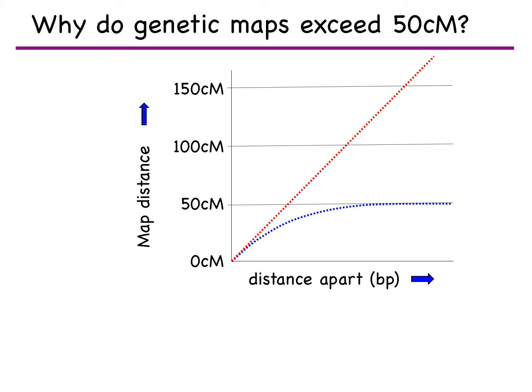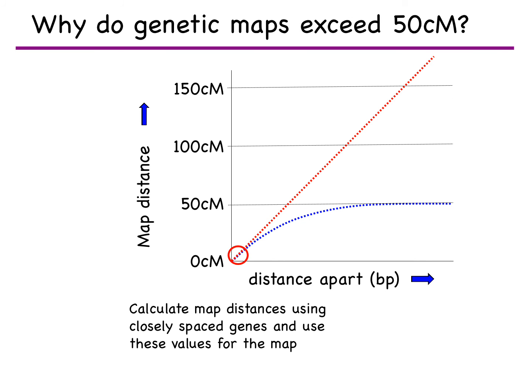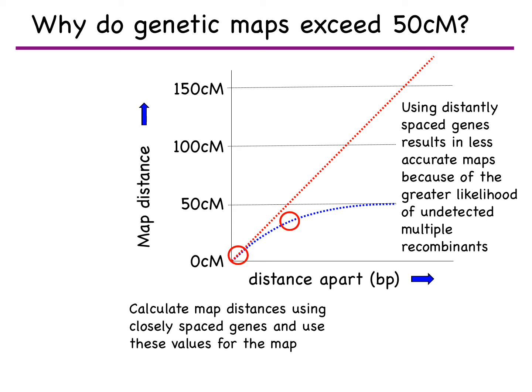So to try and make that clear, what people do is they actually try and calculate map distances using closely spaced genes, and those are the values they use when they create their maps. And then if you use distantly spaced genes, it would result in less accurate maps because you're going to miss a lot of the recombination events.